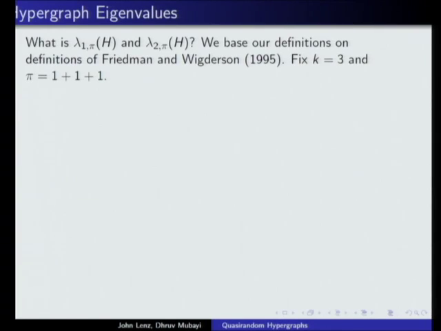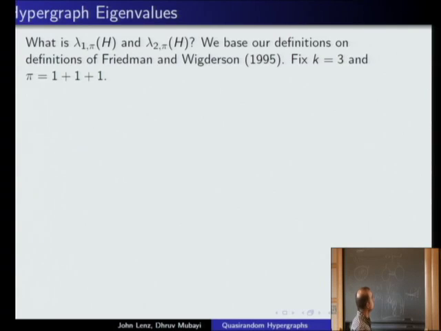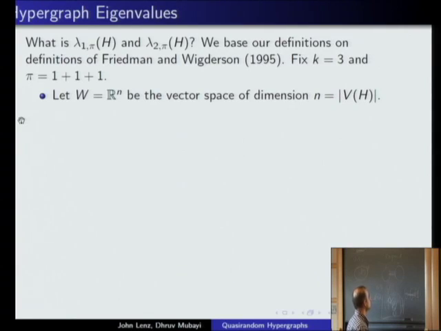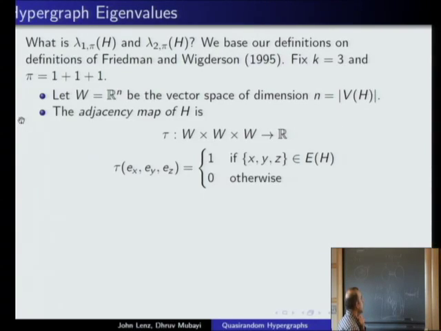As I said, we base our definitions on definitions that we learned from a paper of Joel Friedman and Avi, and this is what they told us for 3-uniform hypergraphs. I'm going to state it not in terms of tensor products because it becomes too complicated. Think about W as the n-dimensional space over the reals where n is the number of vertices, and define the adjacency map of the hypergraph, just like the adjacency matrix of a graph, to be a map from W cross W cross W to the reals, which takes the basis vector Ex, Ey, Ez to 1 if xyz is an edge. Ex is a long vector with zeros everywhere and a 1 in position x.